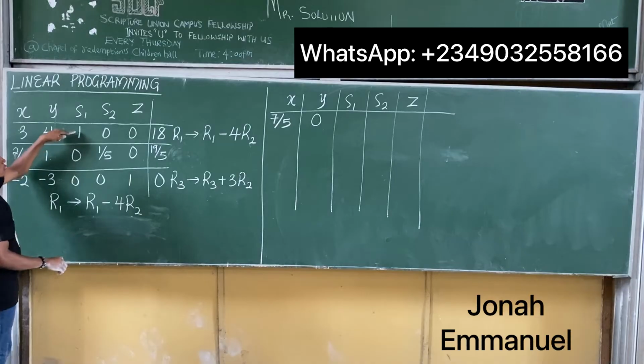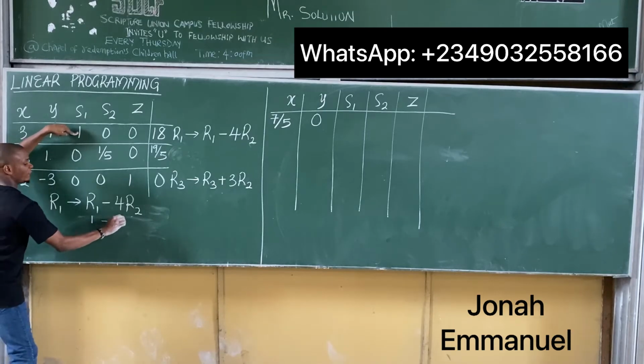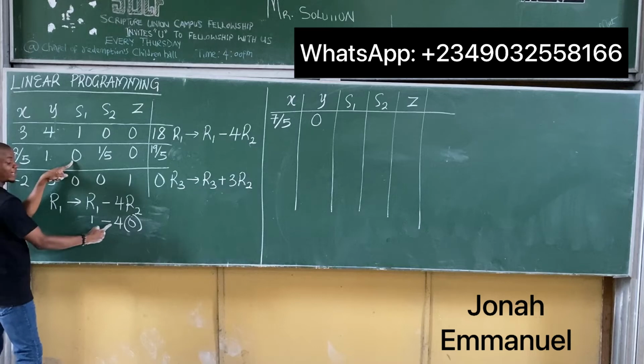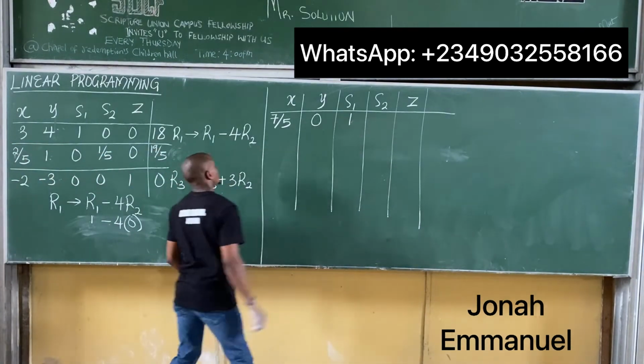Next up again, row 1. What's row 1 here? 1 minus 4 into row 2 equivalent 0. So what do I get here? 1 minus 0, that's 1. So I have 1.